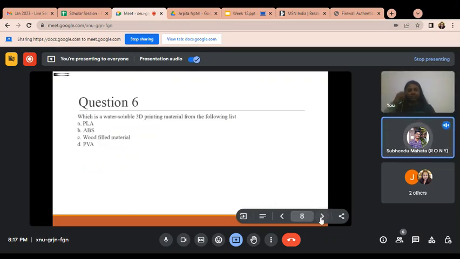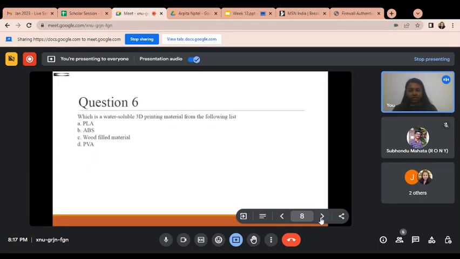Yes, absolutely. So the next question is which is a water soluble 3D printing material from the following list. The first option is PLA, the second option is ABS, the third option is wood filled material, and the fourth option is PVA. So please go through the question carefully and then try to give the answer.